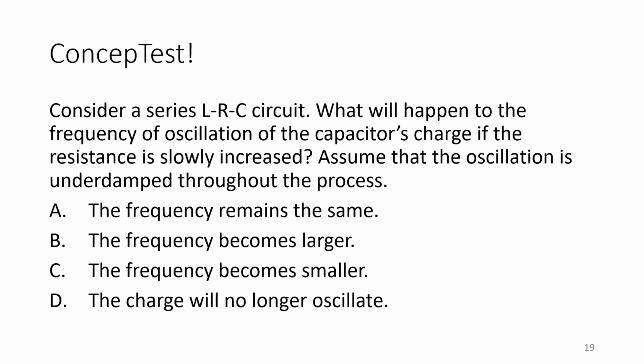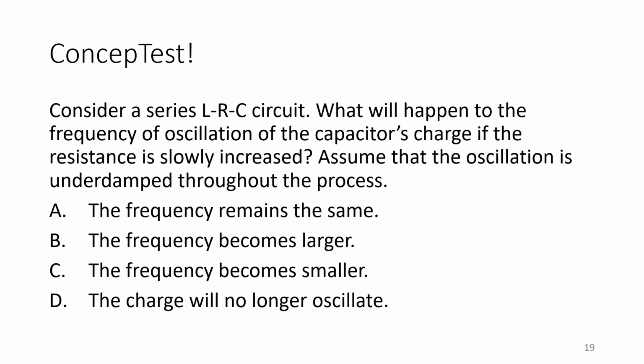So let's try to answer some quick exercises to help us master the concept better. You consider an LRC circuit. What will happen to the frequency of oscillation of the capacitor's charge if the resistance is slowly increased? So we're just going to ramp up the value of resistance. Now we assume that this oscillation is underdamped throughout the process, and then you have four choices. A: the frequency won't change, B: the frequency becomes larger, C: the frequency becomes smaller, or D: the charge will no longer oscillate. Obviously choice D is incorrect because we're going to make it stay underdamped.